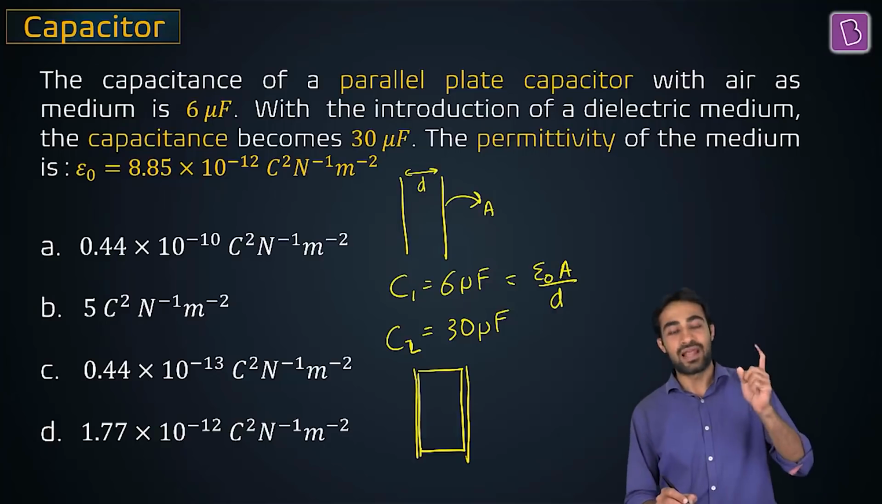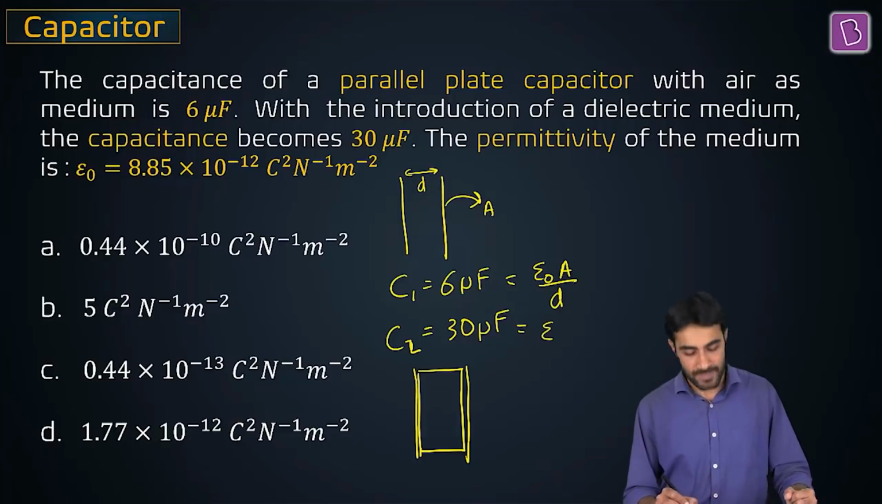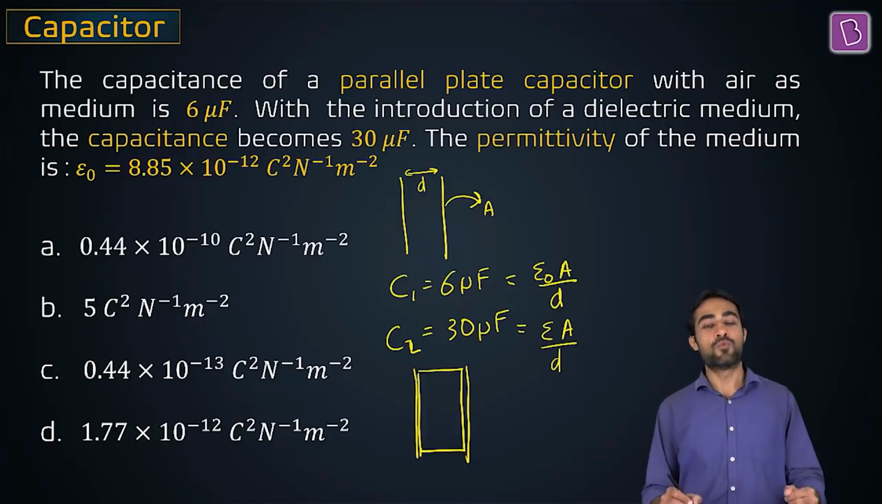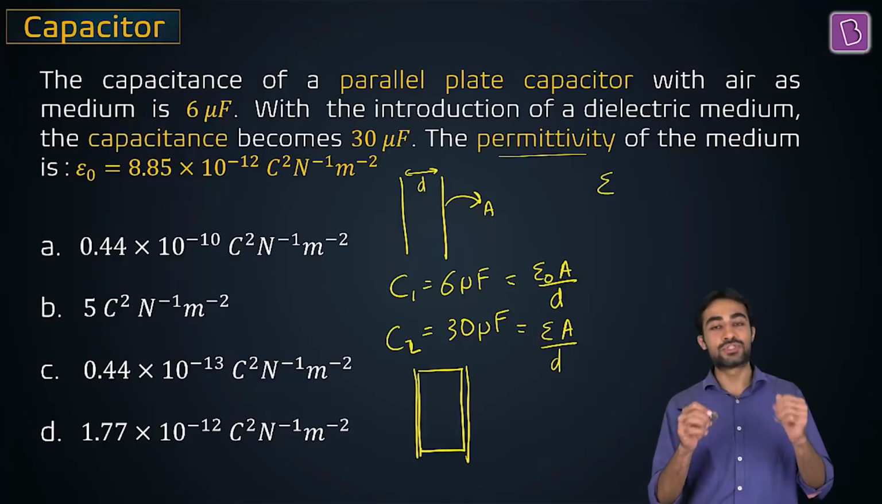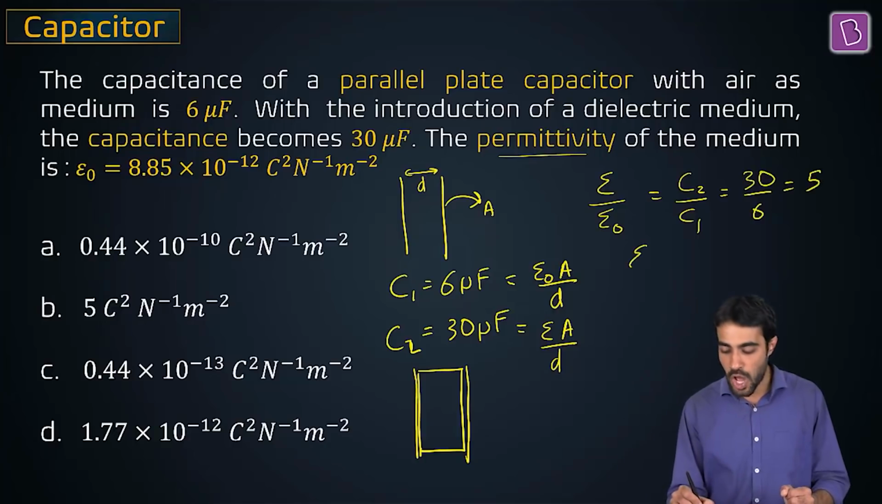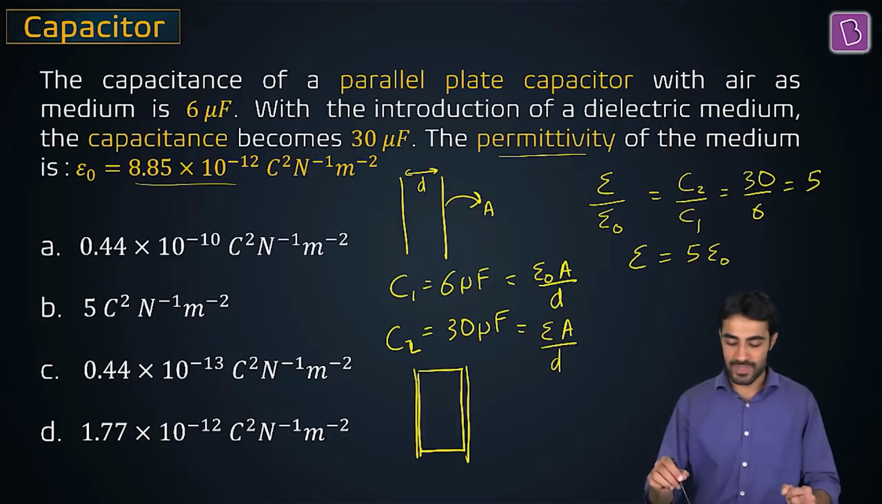Now, when we insert the dielectric, the formula will change. We will have a new permittivity, we will call it epsilon, and epsilon A by D. This is the new capacitance. Now we have to find what is this new permittivity. What is epsilon? We will get this when we divide these two equations. So epsilon divided by epsilon naught is equal to C2 divided by C1. And we will get this as 30 divided by 6, which is 5. So epsilon comes out to be 5 times epsilon naught. What was epsilon naught? It was 8.85 into 10 raised to the power minus 12. Let me put this value.